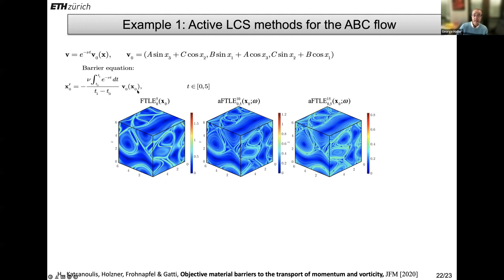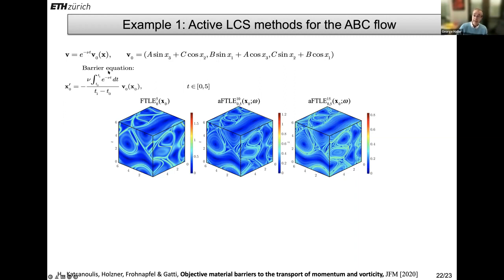So you can run the same diagnostic that you would run on the steady ABC flow, but if you handle this as an unsteady flow and you run your LCS diagnostic, say FTLE, between 0 and 5, then this is the picture that you get. This is how much FTLE can get out of this velocity field.